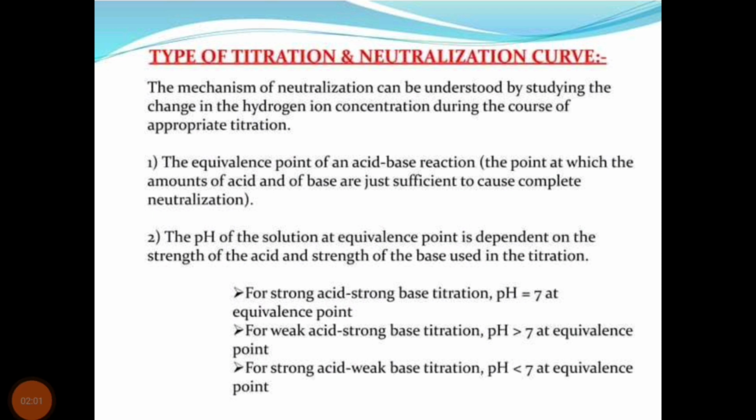For a strong acid, strong base titration, pH is equal to 7 at the equivalence point. For a weak acid, strong base titration, pH is greater than 7 at the equivalence point. For a strong acid, weak base titration, pH is less than 7 at the equivalence point.